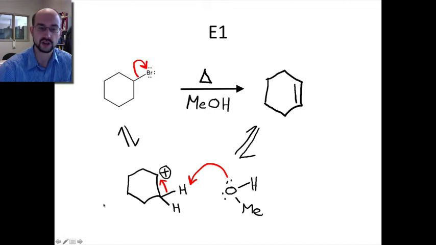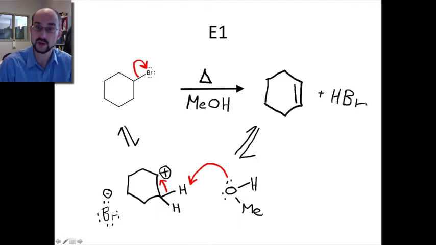I didn't show it earlier, but the bromide ion came off, and we lost a proton here. So formally, we have also created HBr. So that's E1.